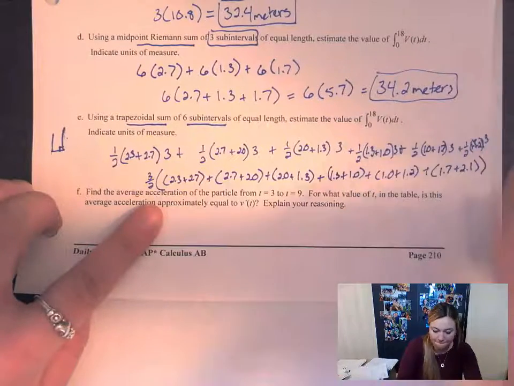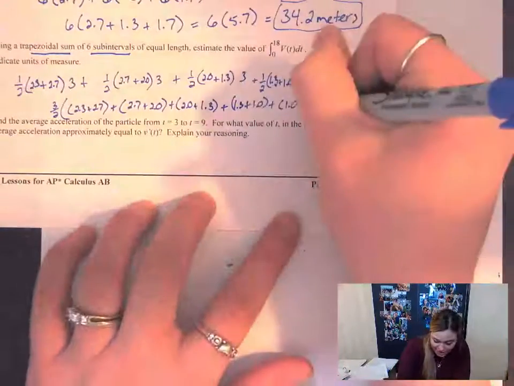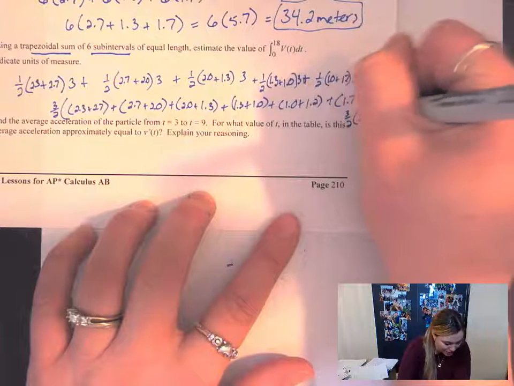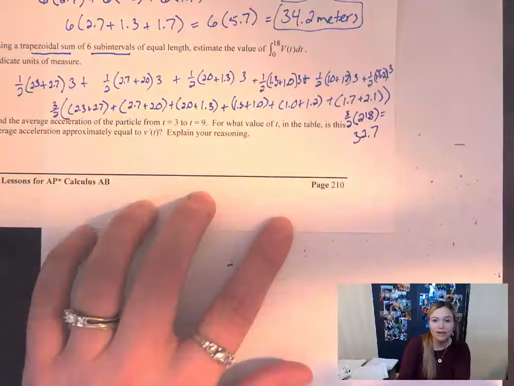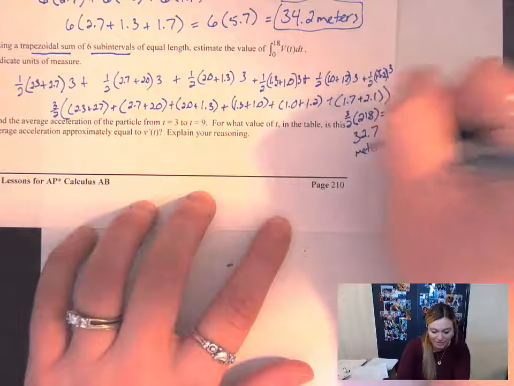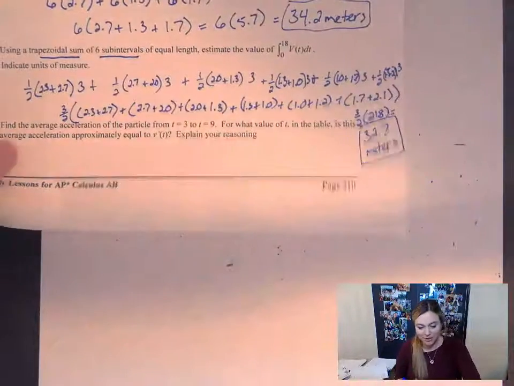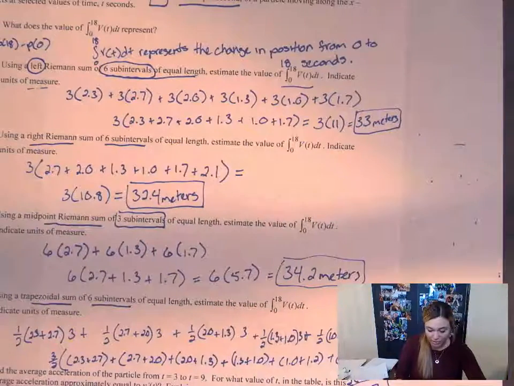You can multiply all these by 3 halves. You can add them up. And you should get 3 halves, because I'm skipping ahead to this part because I'm already taking up too much room, times 21.8, and you get 32.7. Don't forget about units. I'm integrating velocity, which gives me a position function. I need to make sure that I'm in meters. Okay, so right now I can see 33.3, 32.4, 34.2, 32.7.